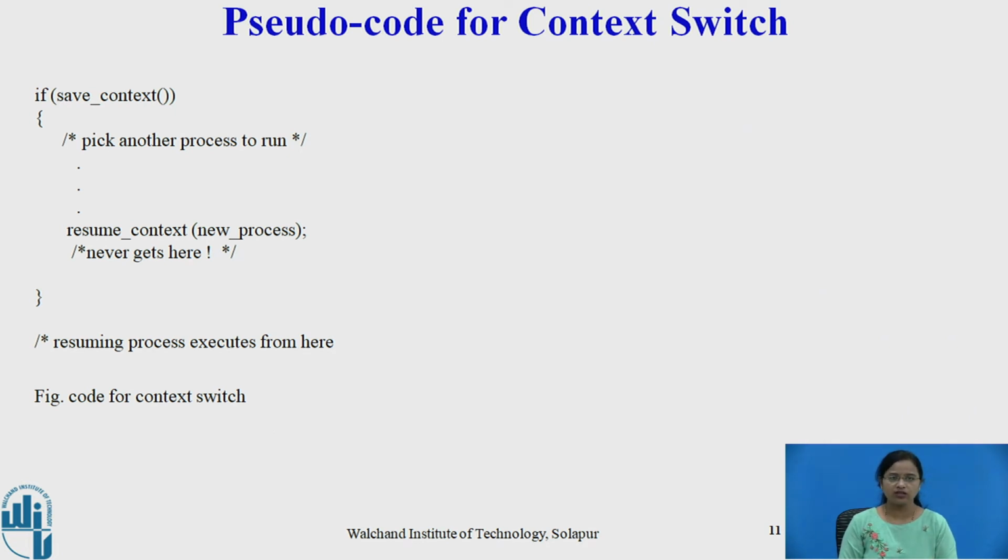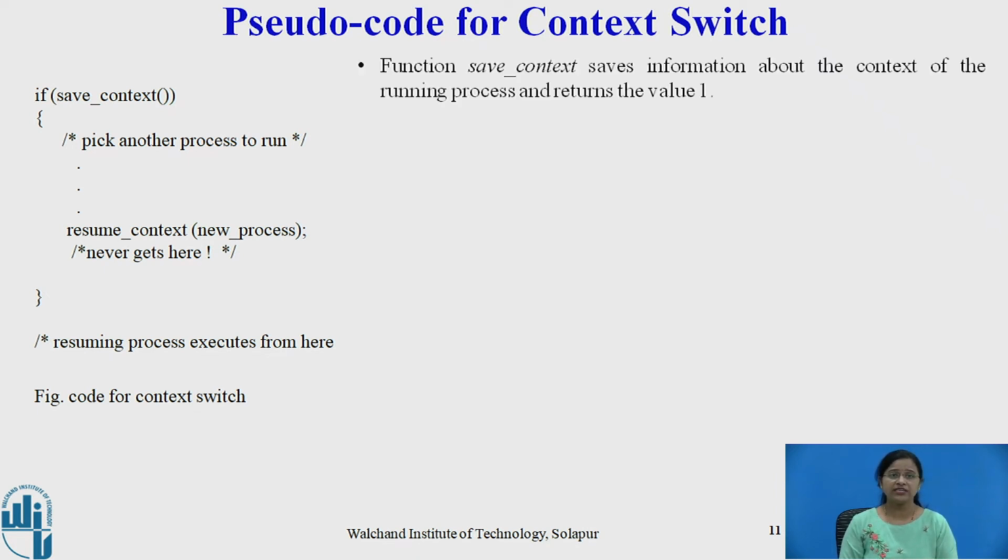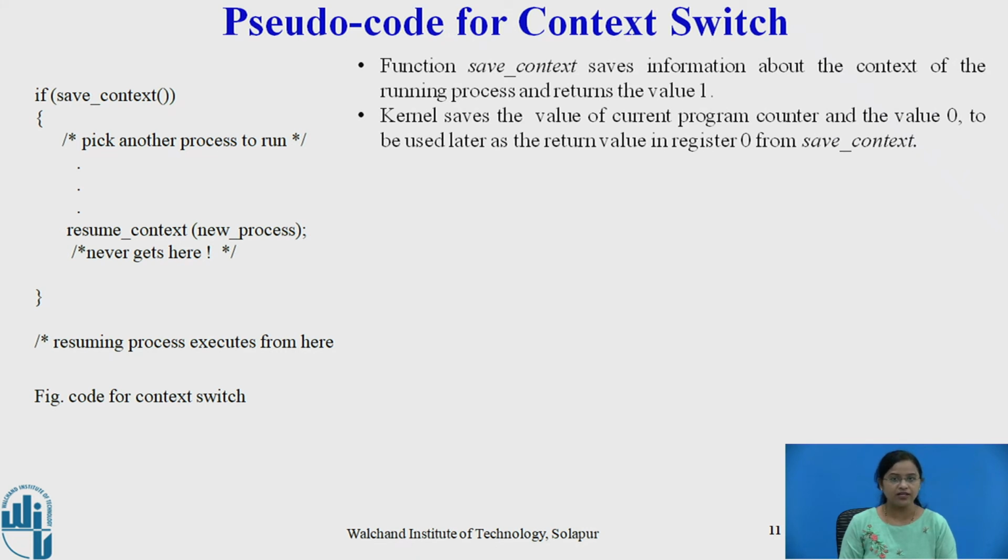Now this is the code for context switch, how a context switch is done. So this is the pseudo code. As shown here, we have a save context function. It saves the information about the context of the running process and returns the value 1. Then the kernel saves the value of the current program counter and the value 0 to be used later as the return value in a register from the save context.